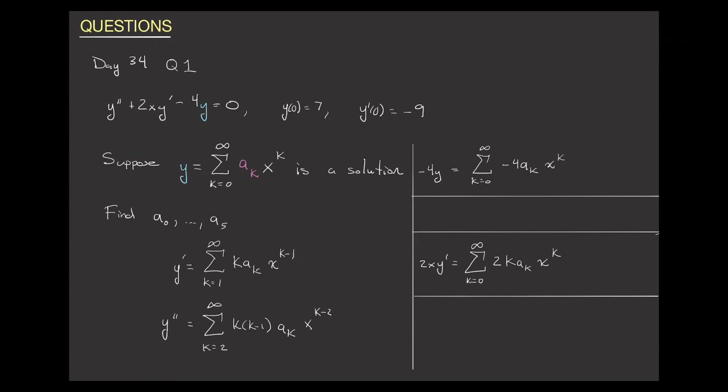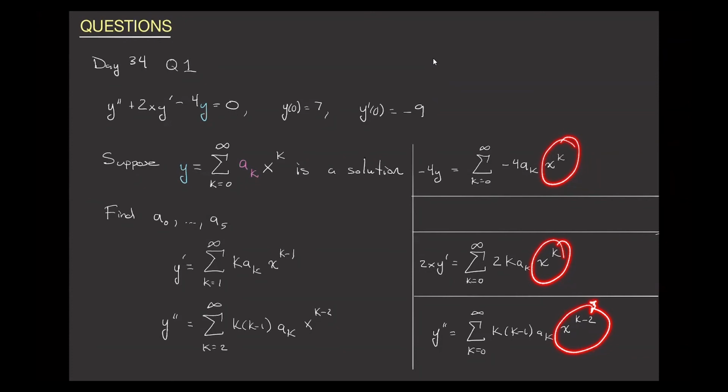And then y double prime will just be itself. We don't multiply that by anything. Now, what we like to do is have each one of these with the same form of exponent for x. So we want x to the k. We want them all to have it. Or we want all of them to have x to the k plus 1, or x to the k plus 2, or whatever. So long as they're all the same.